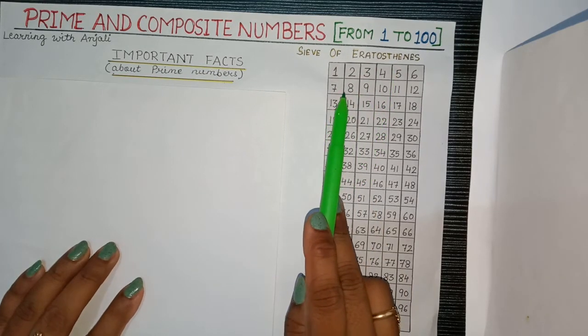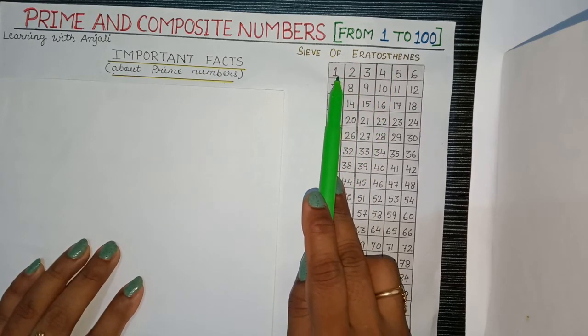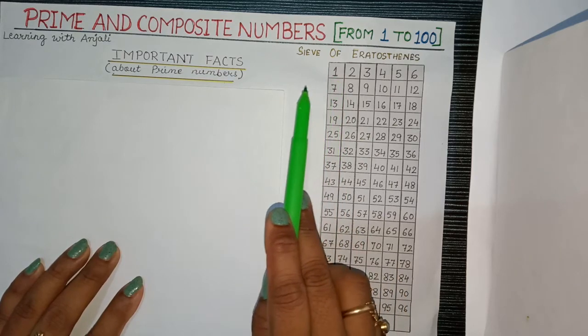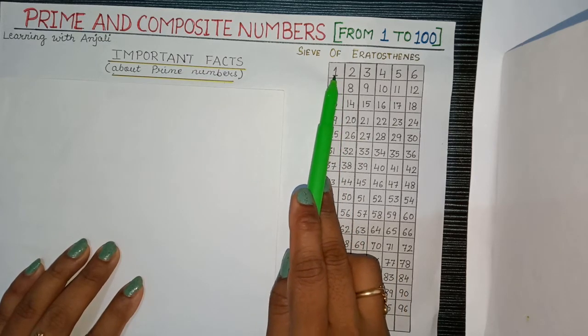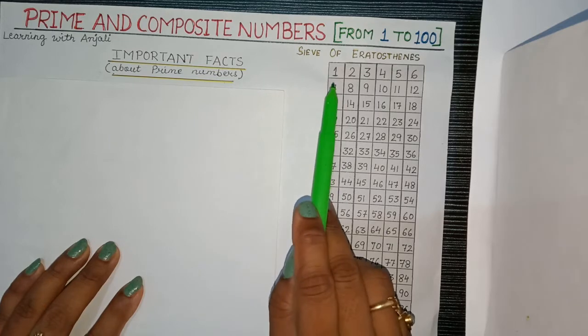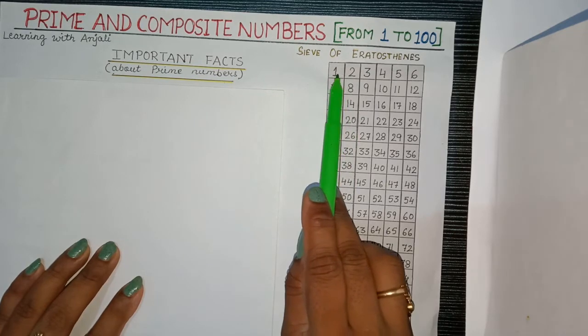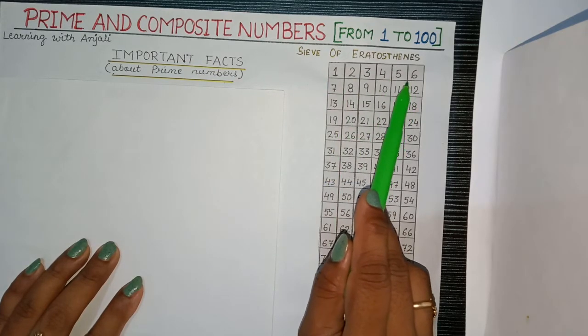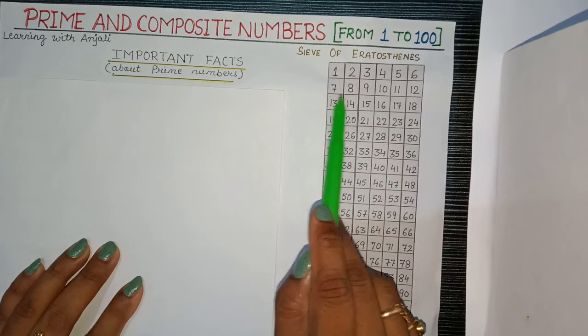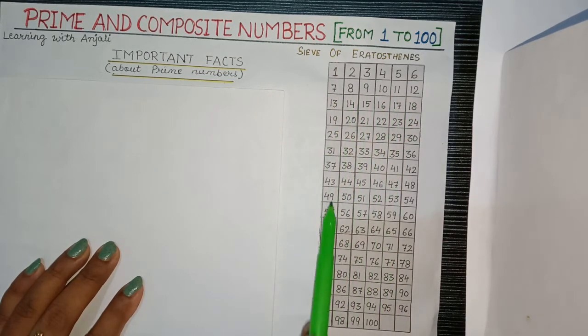Here I make a chart in which I draw some rows and columns. In first write 1, 2, 3, 4, 5, 6. After that write in this sequence up to 1 to 100. Okay. Let's see how do we find the prime numbers.